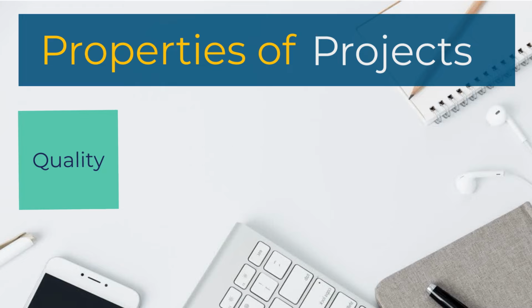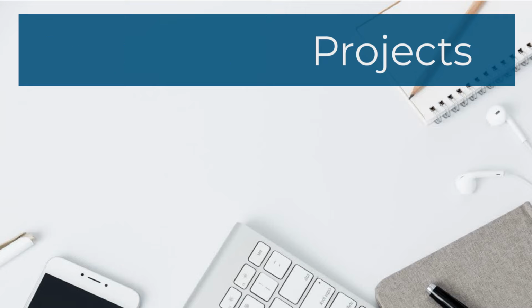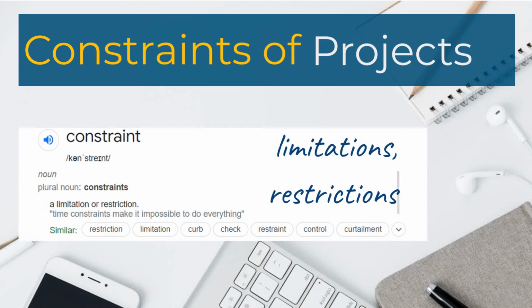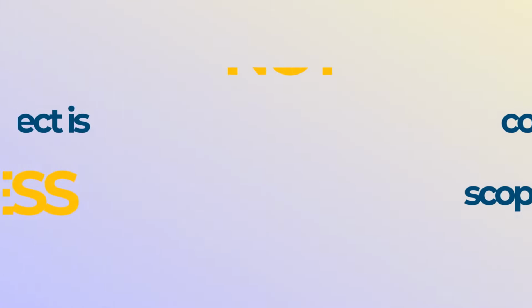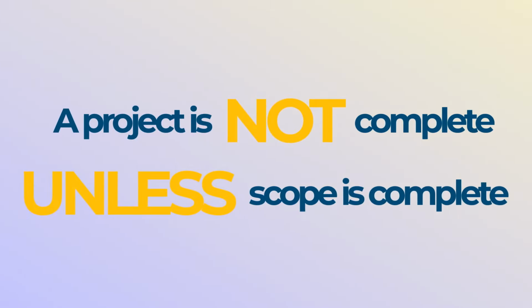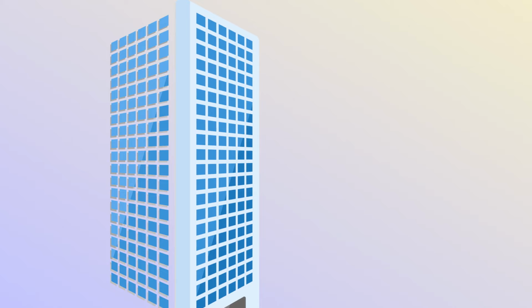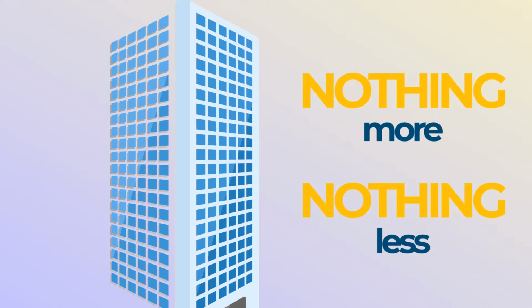I want now to replace the term properties in the title of this slide with the term constraints. By definition, the word constraint means limitations or restrictions. Now, why would scope, time, cost, and quality be limitations or restrictions? Because a project is not complete unless all the scope is complete. If the scope of your construction project, for example, is to construct a 25-story building, then you're not done with the project unless you deliver the 25 stories. So you as a project manager, you're restricted to delivering the whole scope, nothing more, nothing less.